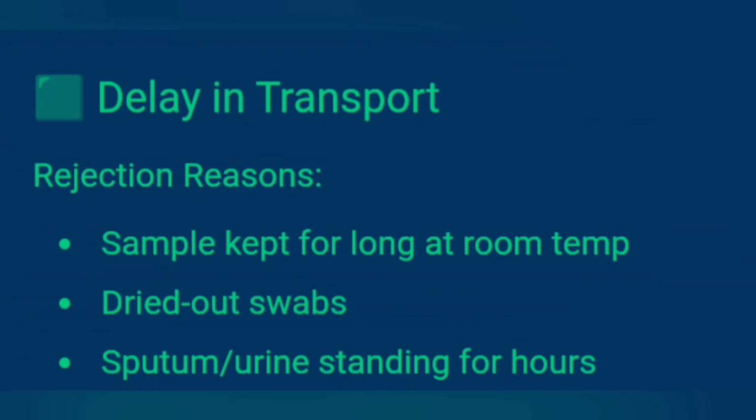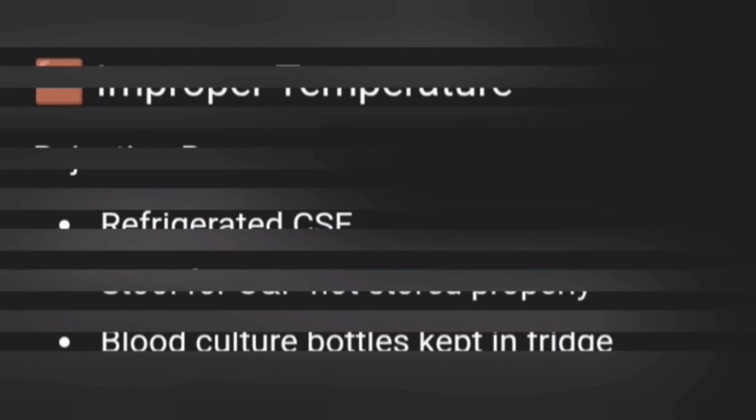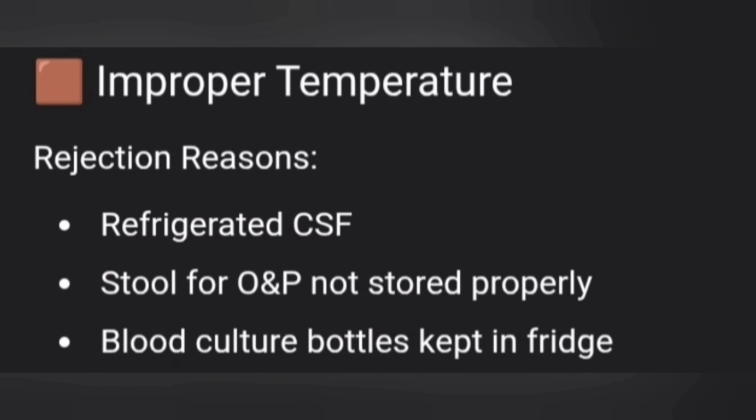Delay in transport is another type of rejection criteria. In this criteria, the example is sputum or urine samples standing for hours at room temperature. In case of pus culture, swabs that have dried out should be rejected and reported, and a repeat sample should be asked for.